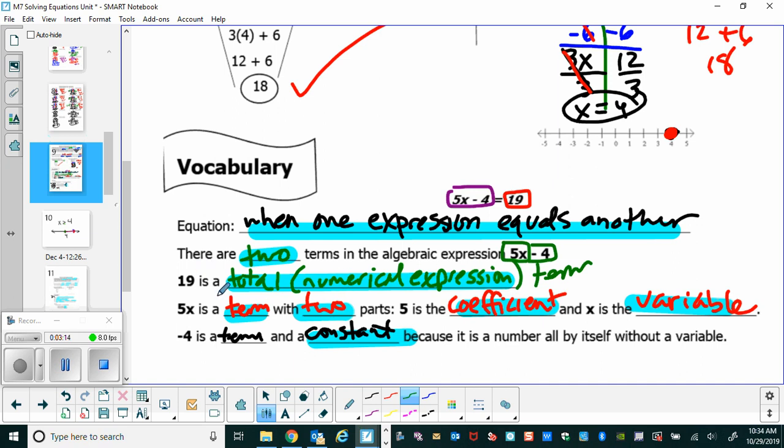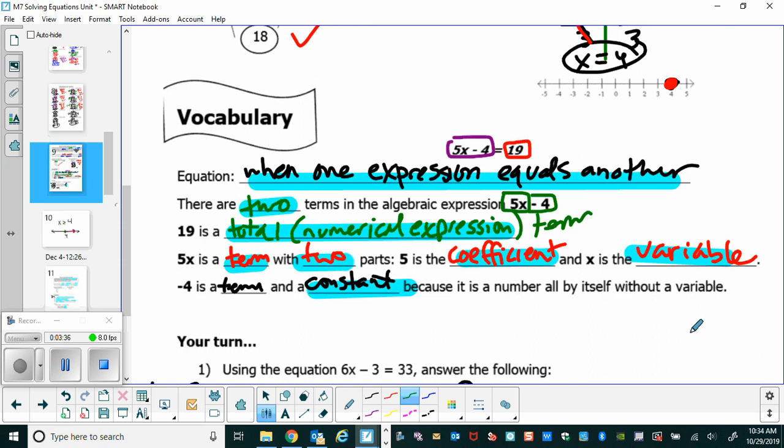Now over here, 5x is a term with two parts. 5 is the coefficient, and x is the variable. Now this other term, the negative 4, is all by itself. So it is a term, and it's called a constant because it is all by itself without a variable.